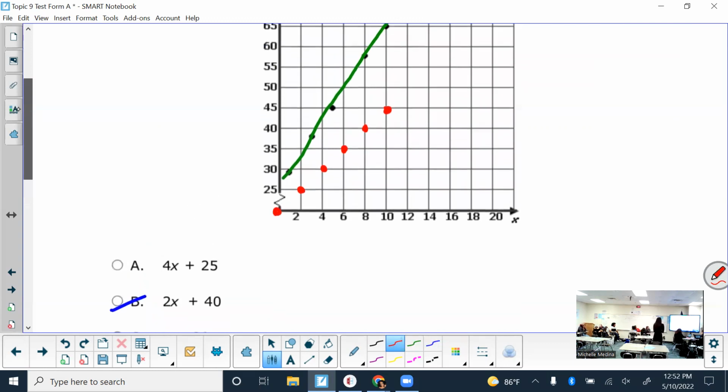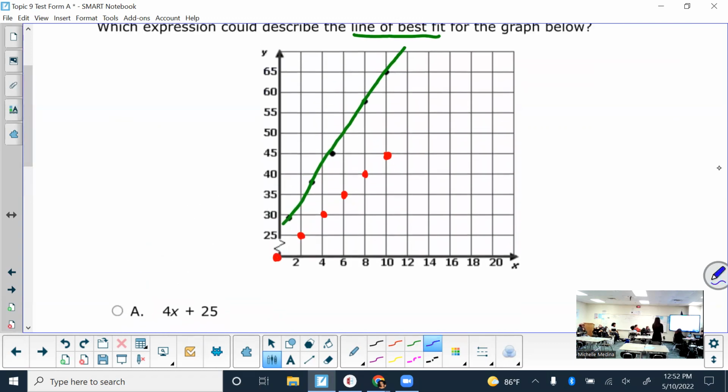A slope of 4 would look something like this, up 4 to the right 1, up 4 to the right 1, and it's pretty steep. Do you think it looks more like the red or the blue? Blue, probably. So then A is the best option. The slope is pretty steep, and it looks like the y-intercept can be 25. Questions on this one?